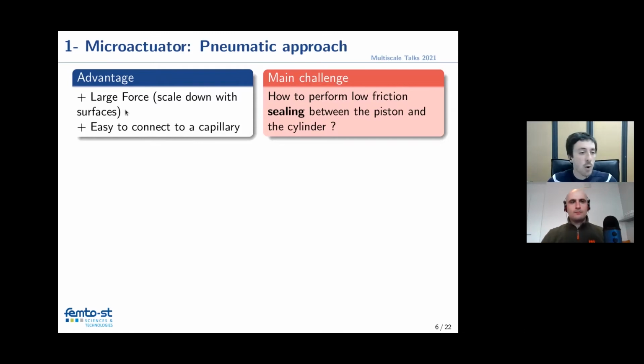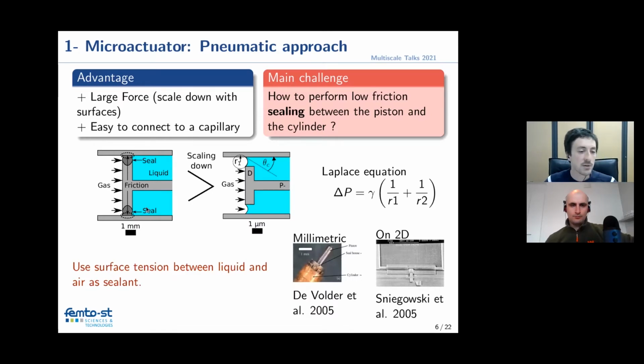As I say, pneumatic is quite interesting because we can have large force at this scale, and it's also easy to connect to a capillary, which is a bit of a trivial argument, but on the engineering side is quite interesting. The main challenge in designing a small pneumatic actuator, a small piston, is really to deal with the seal. The seal is the black rubber part that you have, for example, in a syringe that you could use in a lab. Because this seal has a lot of friction with the cylinder to make good sealing, it doesn't scale down nicely, because as it scales down, the friction also becomes really important. And so the actuation will be highly nonlinear and also highly impacted by this friction.